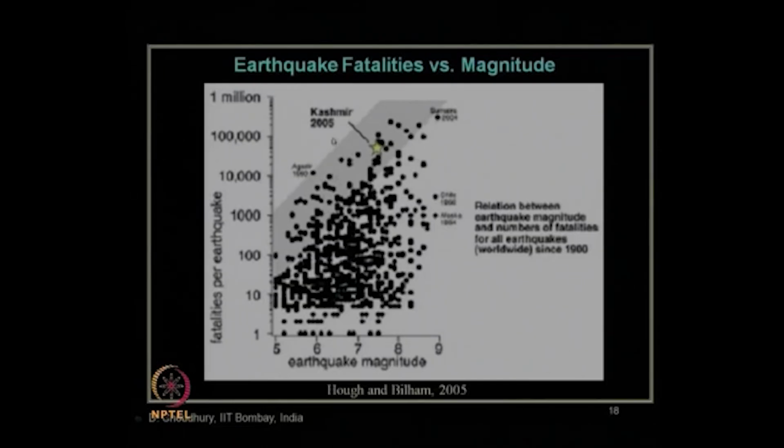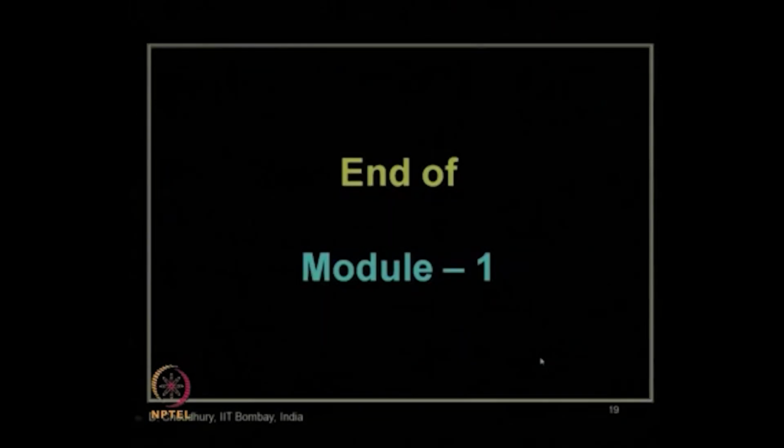Compared to that, the Kashmir earthquake of 2005 falls under this category: the magnitude is somewhere here and the number of fatalities somewhere here. So, it is pretty high on this scale. With that we have completed our previous module, module number 1, in our previous lecture.